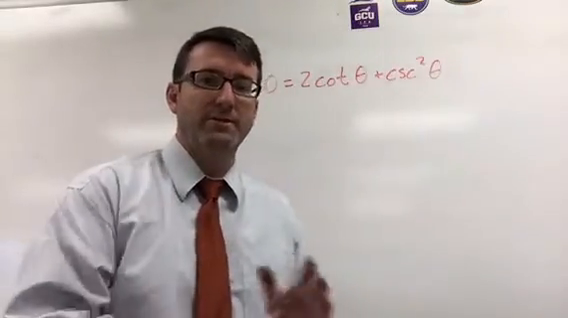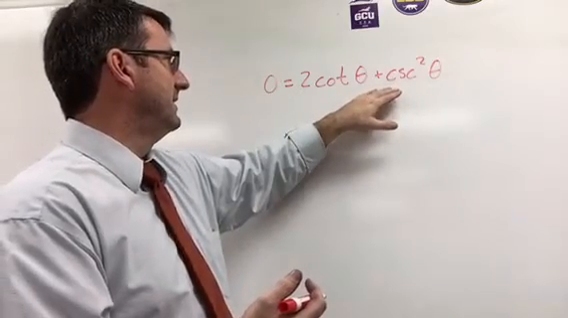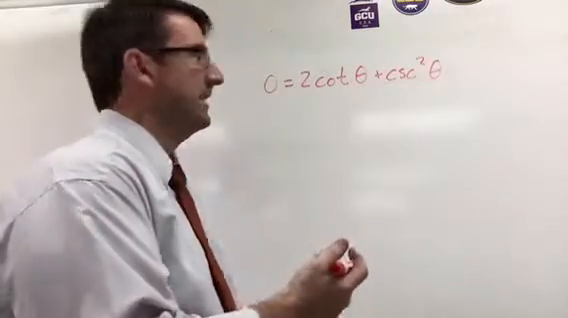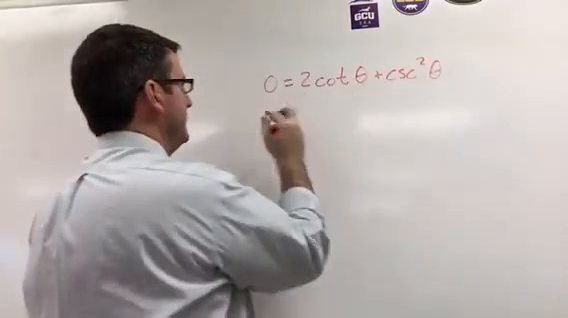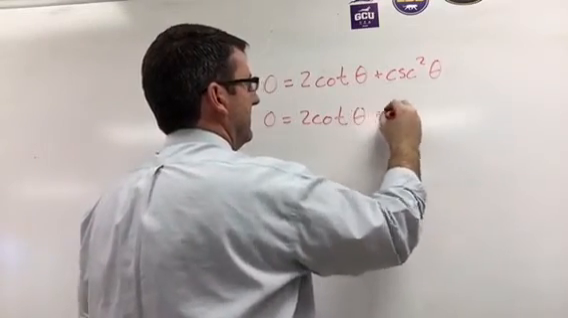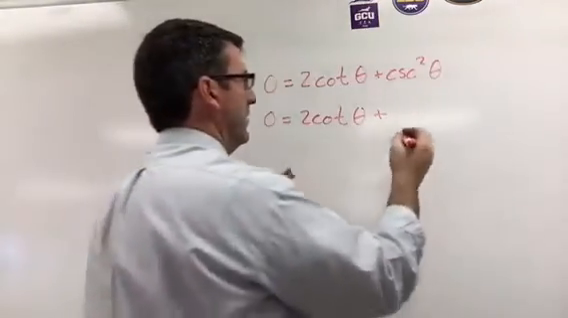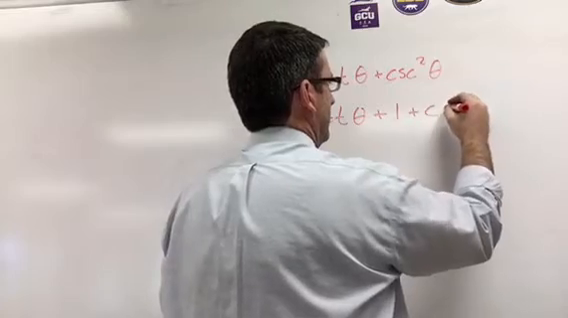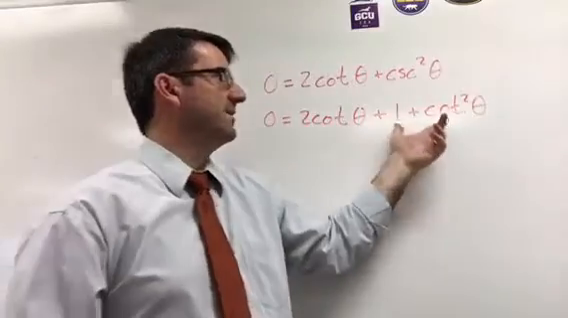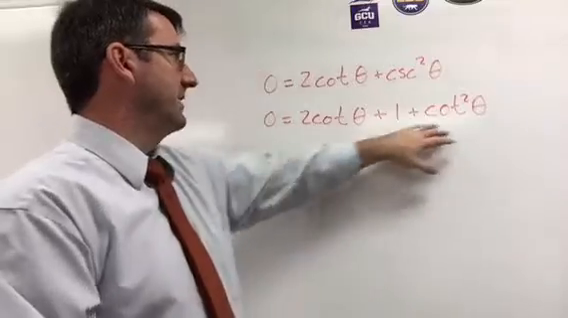And so we're going to use one of our trig identities. And we know that cosecant squared is equal to 1 plus cotangent squared. So let's replace that cosecant with 1 plus cotangent squared. That's one of our Pythagorean identities, so we can replace that there.